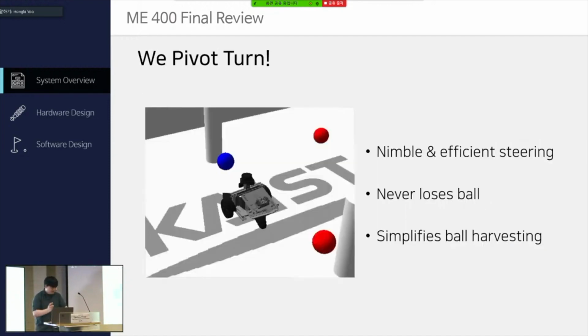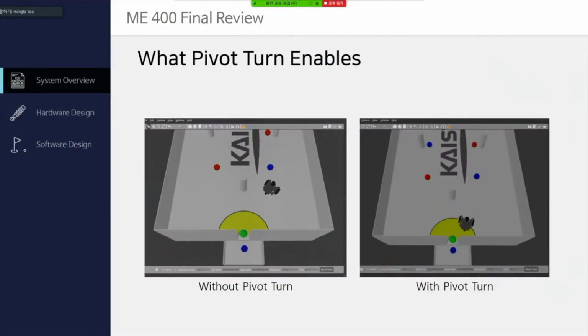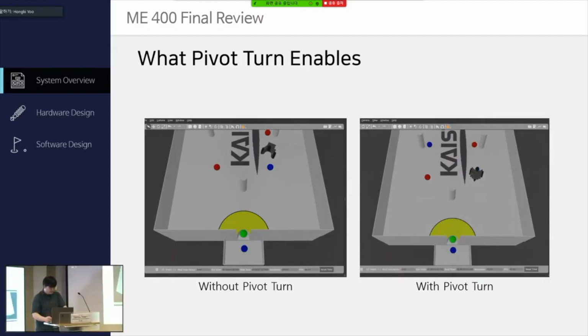The most significant feature of our design is the pivot turn, which is to rotate itself in place as shown in the video. Pivot turn enables nimble and efficient steering, prevents losing the ball while having the ball, and simplifies the ball harvesting algorithm. Please watch these 2 short clips. As you can see, the paths become much simpler when the vehicle can do pivot turn while it has the ball in the basket.